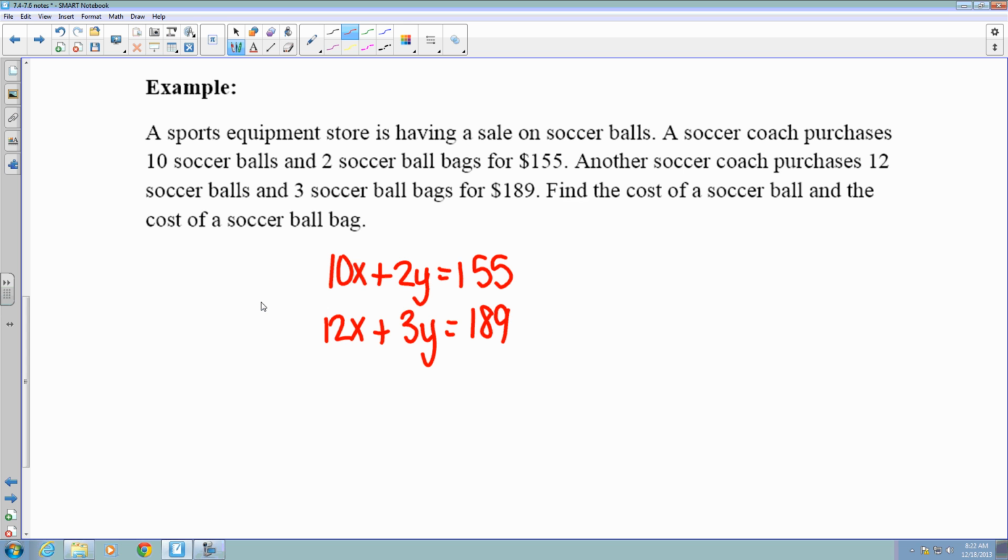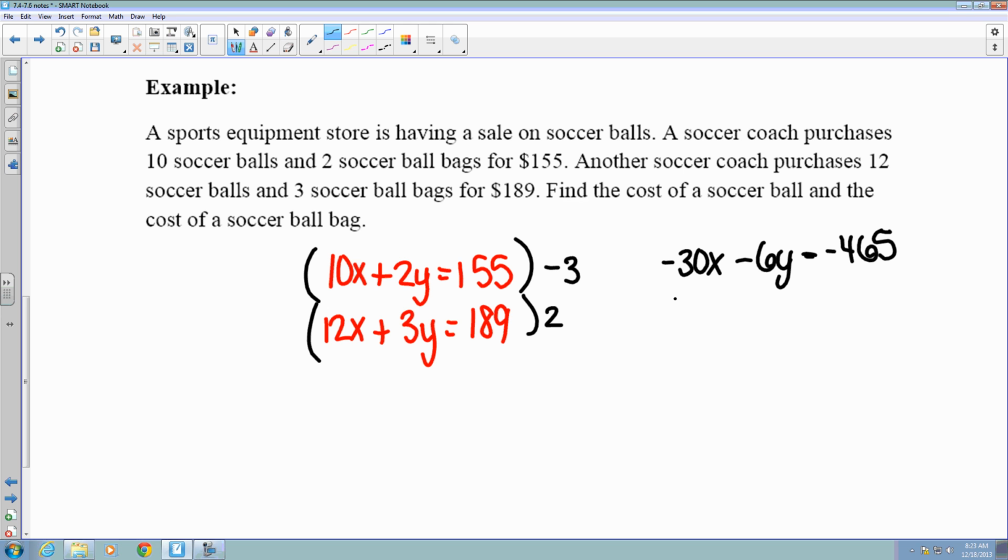So we want to cancel, using the elimination method, one of our variables to solve this. And it looks like the 2 and the 3 are going to be easier to manipulate, so I'm going to multiply the top one by -3 and the bottom one just by 2. So that's negative 30x minus 6y equals 155 times -3, which is negative 465. The bottom one is 24x plus 6y equals 189 times 2, which is 378.